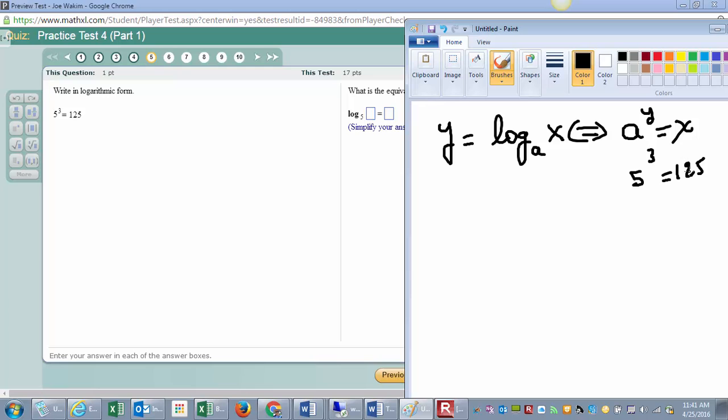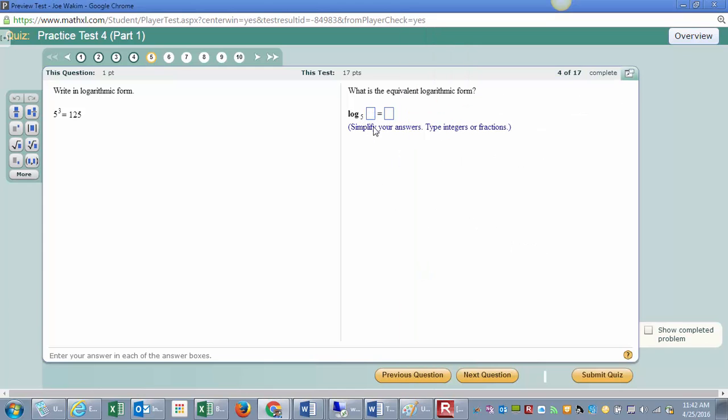Now we are given 5 to the power 3 equals 125. So now we have a log. The base is 5. x is 125. And y, the exponent, is 3. So here we have to substitute log base 5 of 125 equals 3.